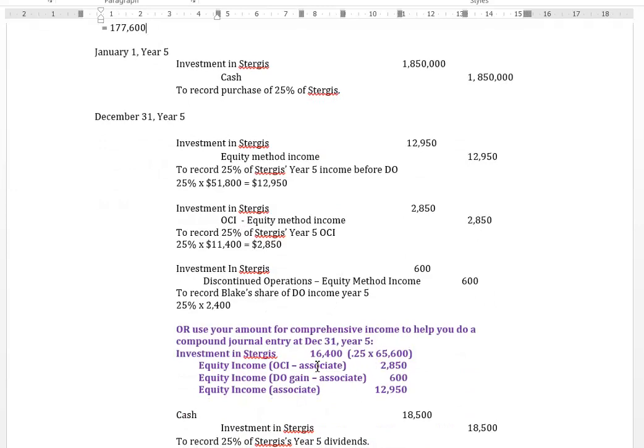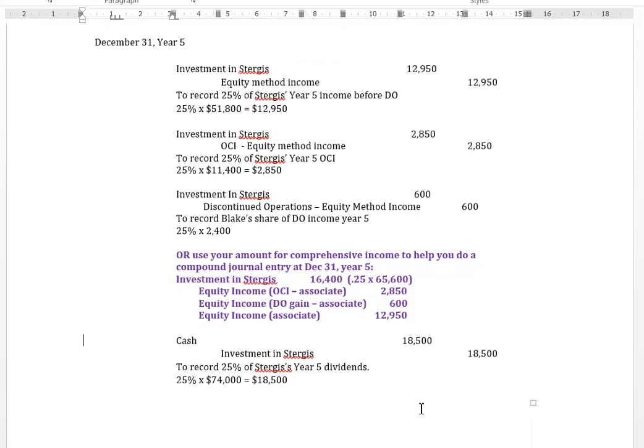So that's how it broke down. You took your share of the OCI, right? You took your share of the DO, and you took your share of the profit before tax. These are all equity method income amounts that have to show up on the income statement. All right. The last entry I made here is to record the dividend that Blake received from Sturgis.